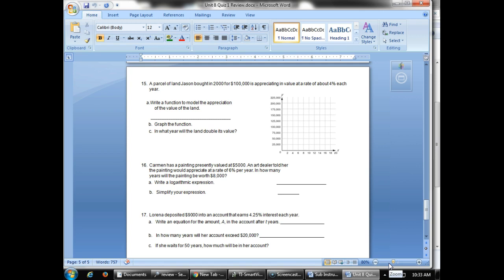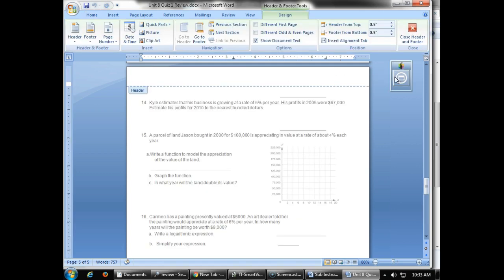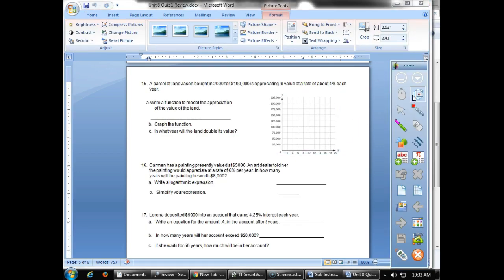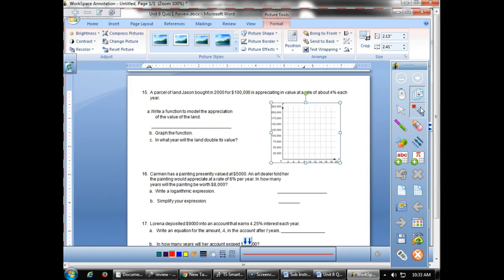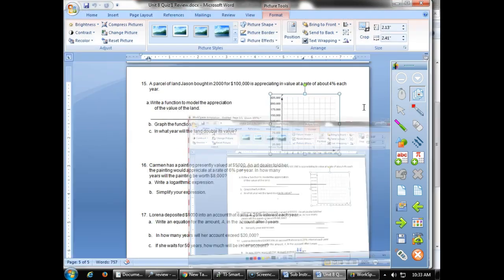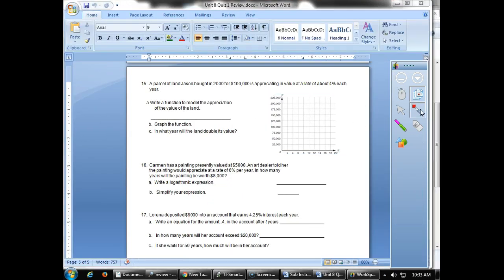painting would appreciate at a rate of 6% per year. In how many years will the painting be worth $8,000? So this is just going to be, I call it a basic growth model, is really what's going on here. So let's look at that.